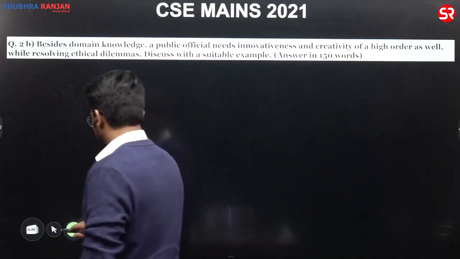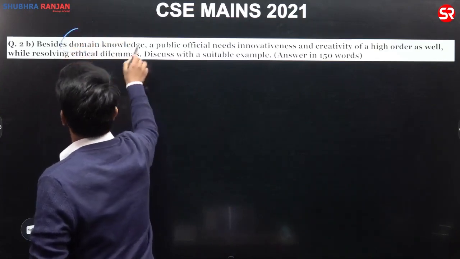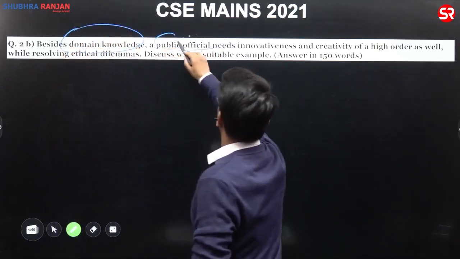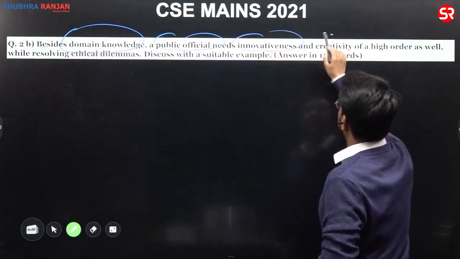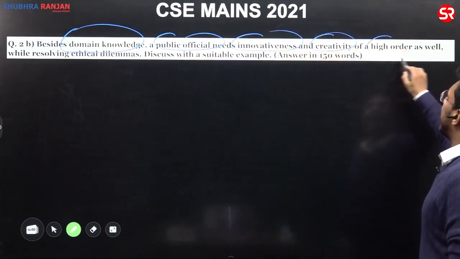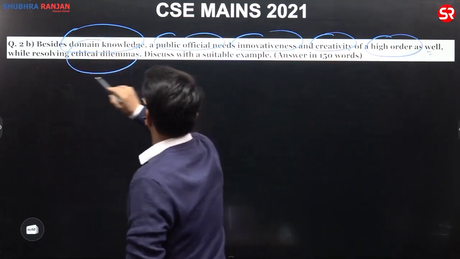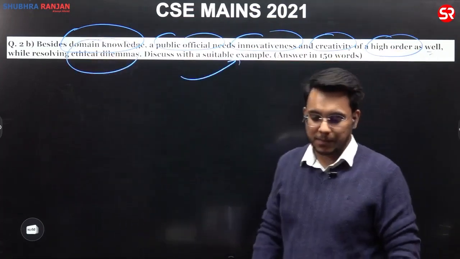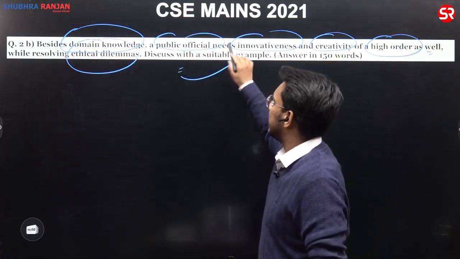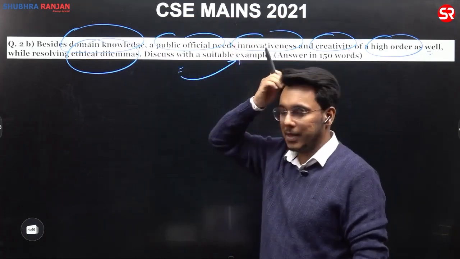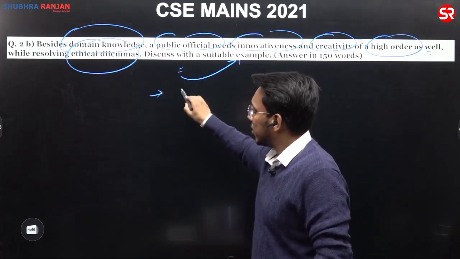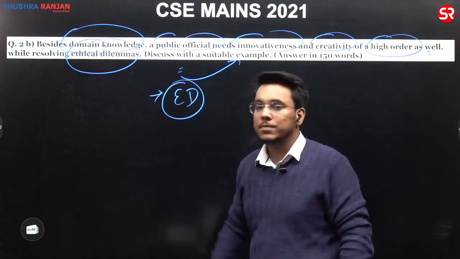What does it say? It says, besides the domain knowledge, a public official needs innovativeness and creativity of a high order as well while resolving an ethical dilemma. Discuss with a suitable example. Now, while resolving an ethical dilemma, you need to have creativity. Is that clear? Now, first of all, what do we mean by an ethical dilemma?